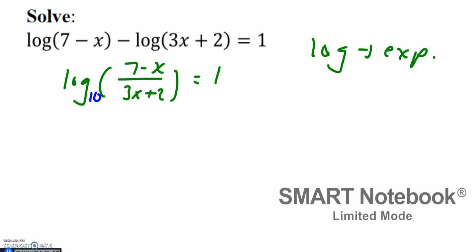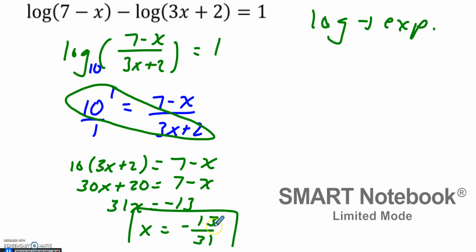When you see a log, you can assume the base is 10. So the base to the exponent of 1 has to equal 7 minus x over 3x plus 2. So here's where I'd like to pause the video, have you think of this as cross multiplication, and please solve. I'll come back with my answer in just a minute. So my final answer was -13 over 31, which is okay, because if I plugged this back into both cases originally, I got positive values here, so there's no extraneous. The answer is just a fraction, which is perfectly okay.